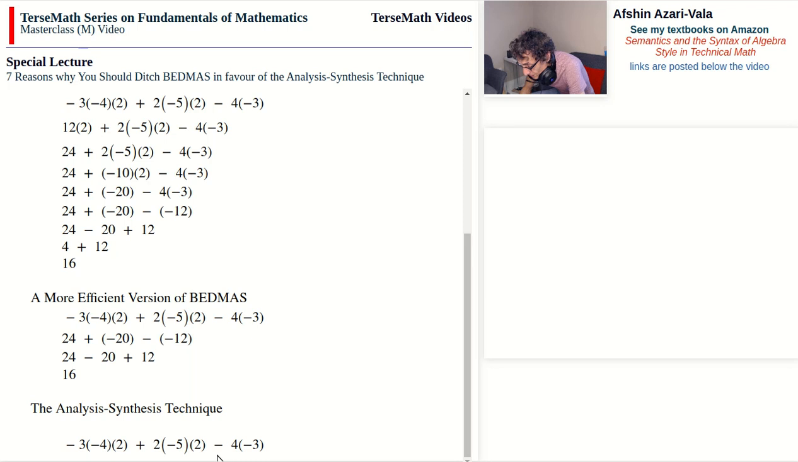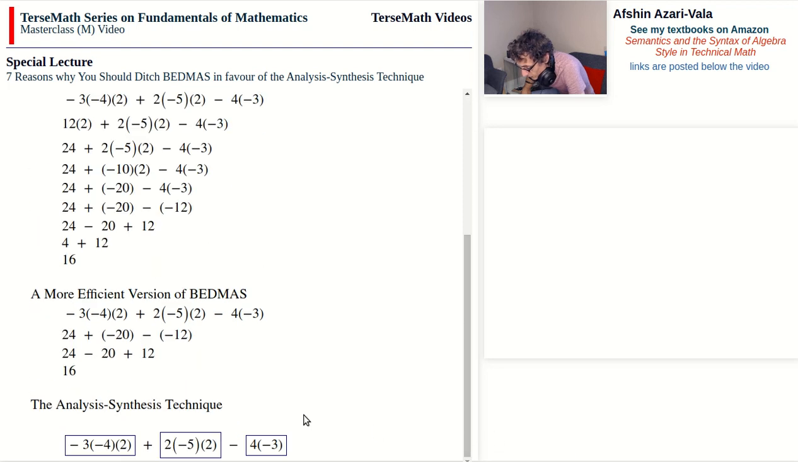We call them terms. Let me show you the terms by placing boxes around negative 3 times negative 4 times 2, then 2 times negative 5 times 2, and then 4 times negative 3. And here they are. Okay, there we go. So now we have negative 3 times negative 4 times 2, and then this is the addition. Term number 2 is 2 times negative 5 times 2, and then we have a subtraction, and then 4 times negative 3. Now to work it out, we have to work out the terms and then add and subtract them as shown. Now, why is it that expressions break along additions and subtractions?